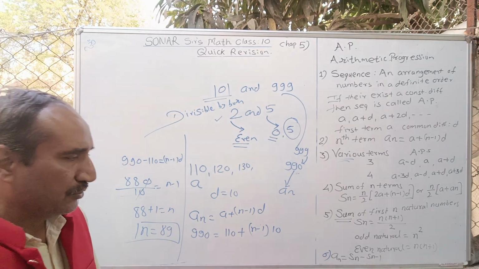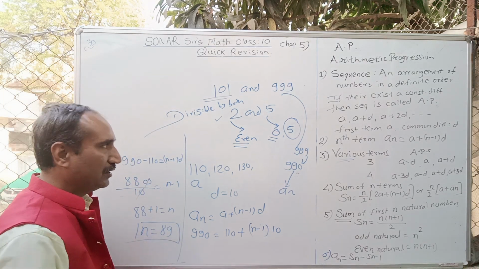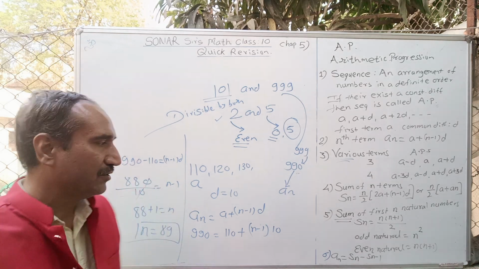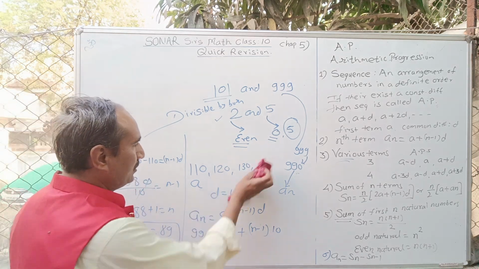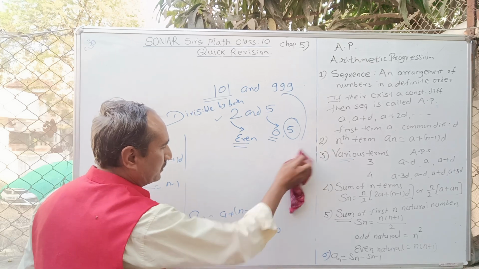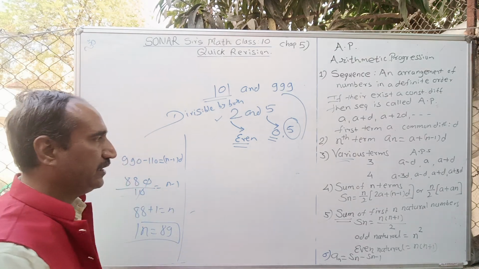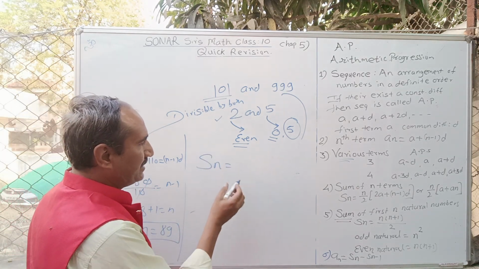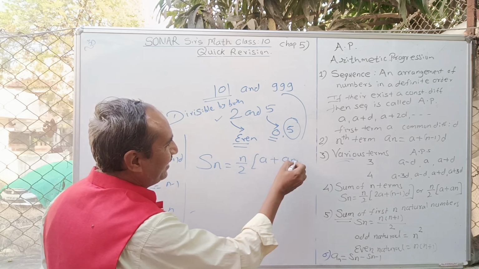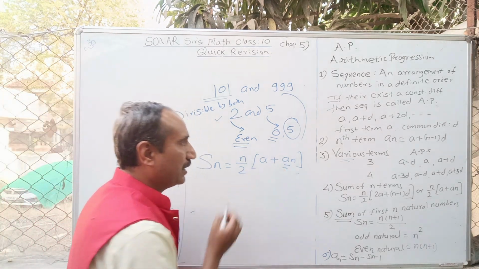Now we can make use of the formula for the sum of n terms. We'll find the sum of the 89 terms and we'll get the answer. So let's solve this one also. Sum of the 89 terms, we'll write down the formula. Sn is equal to n by 2 times a plus an. Now I'm making use of an because the last term is known.